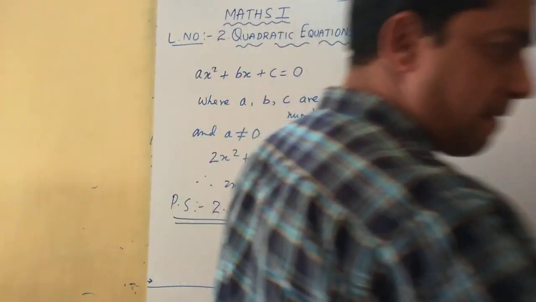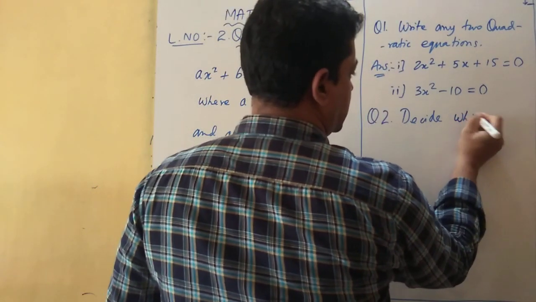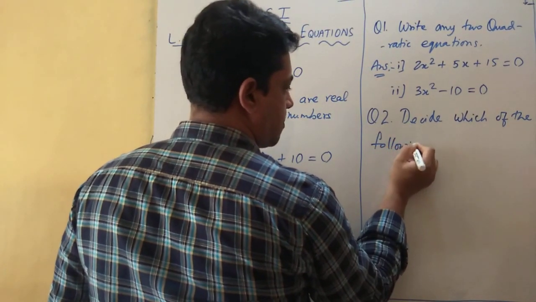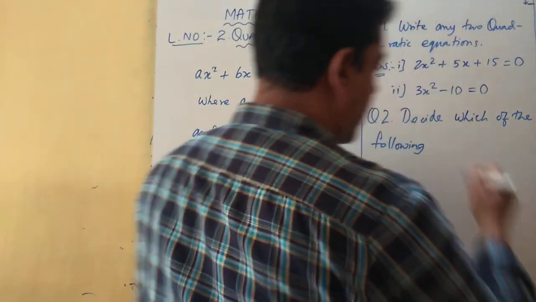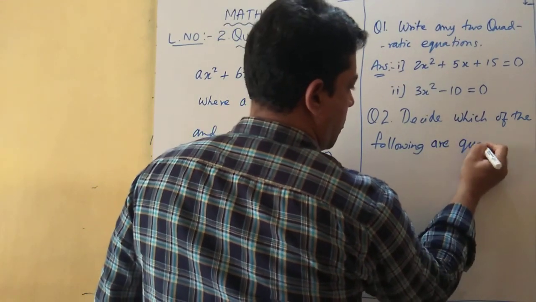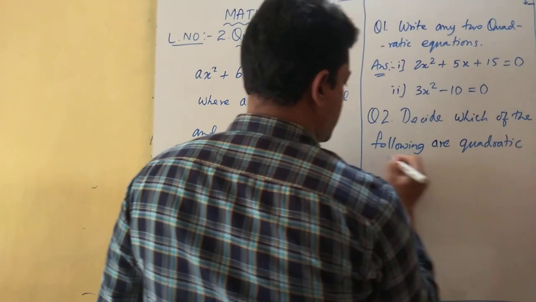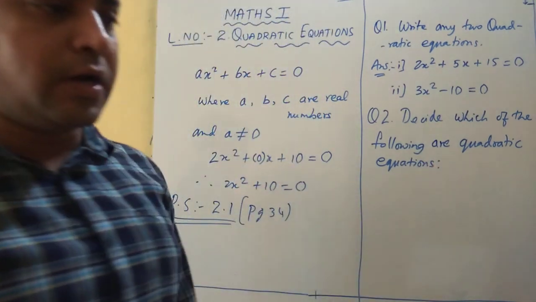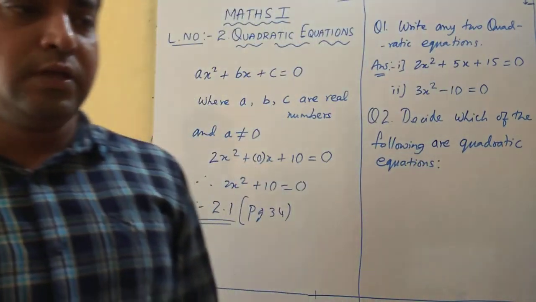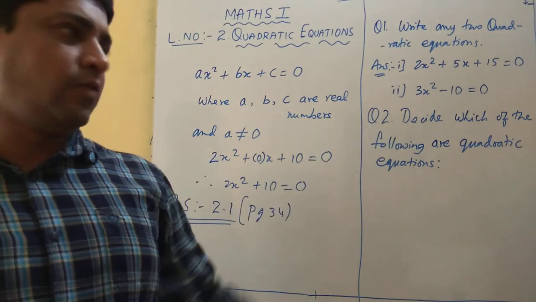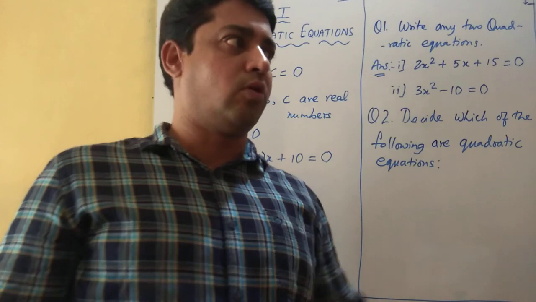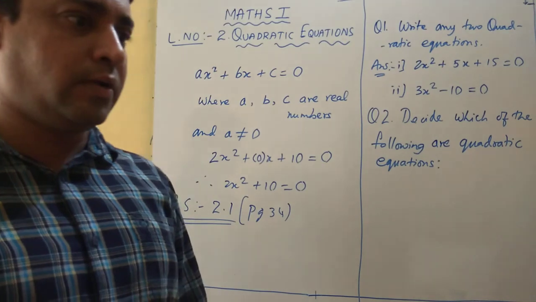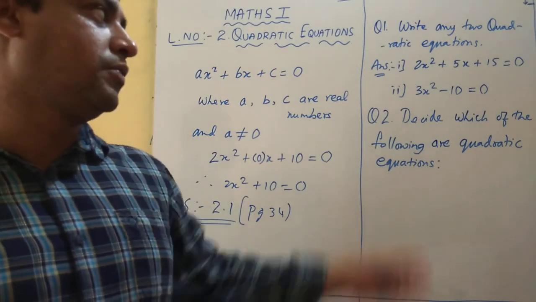Decide which of the following are quadratic equations. Okay, now here they have given 6 sums. You have to decide whether the equation is a quadratic equation or not. In exam, this question is asked for 1 mark, but not that much important. But we have to go through it as it is given in your textbook.